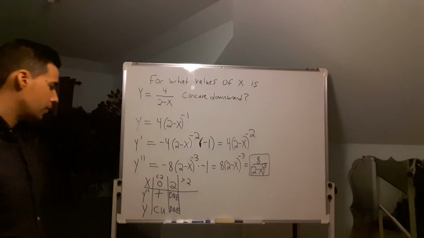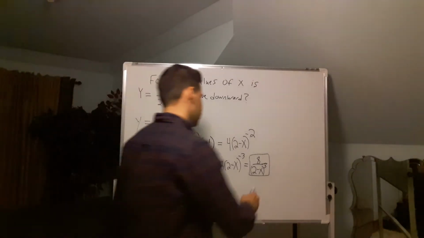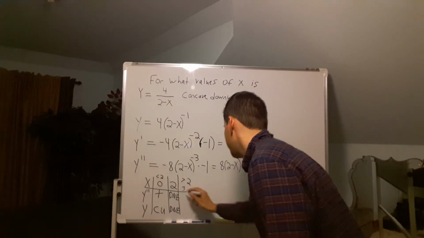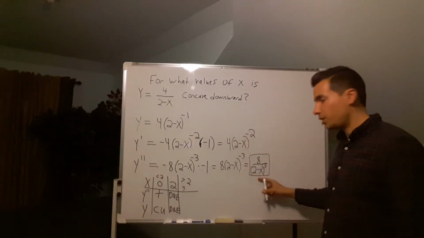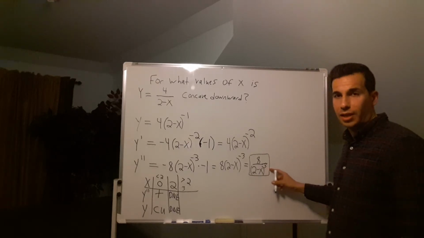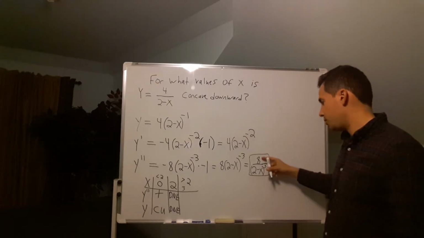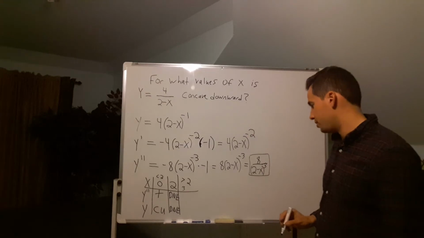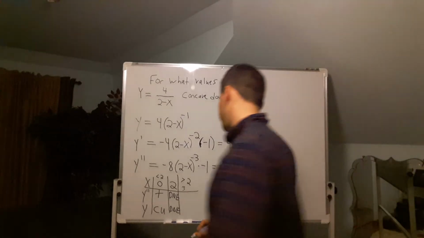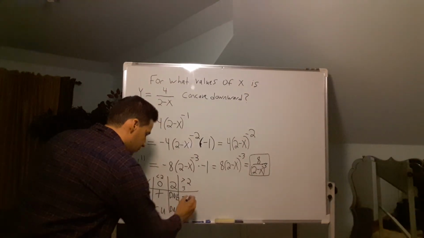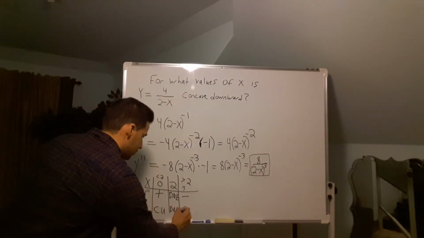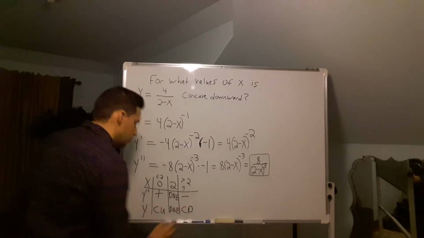Over there. Okay, when x is more than 2, let's say you plug in 3, you're going to get 2 minus 3, which is negative 1, raised to the third power will be a negative number. So 8 over a negative number will be negative. So whenever x is more than 2, this will come out to be a negative number. So let's write negative, which tells us the original y is going to be concave downward on that region.